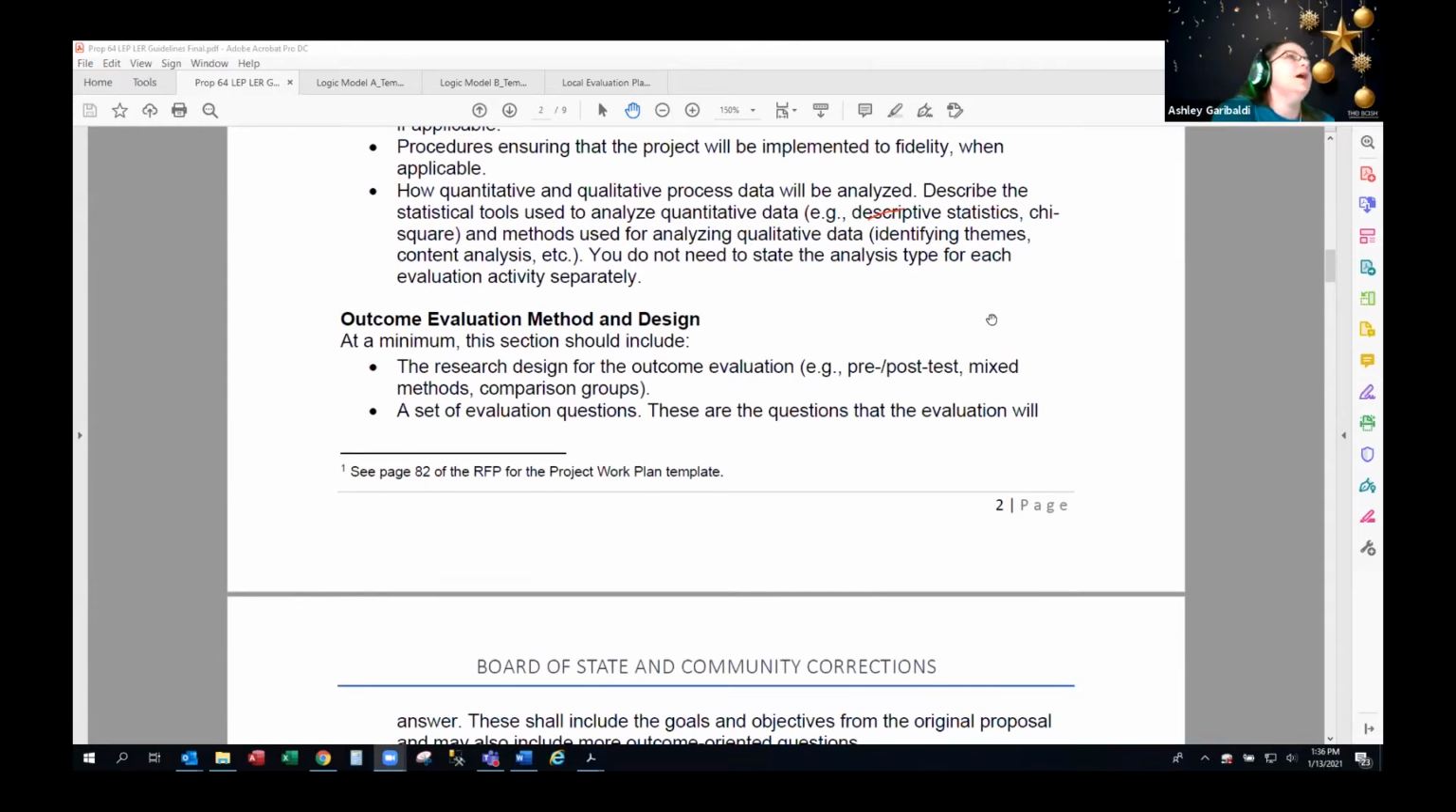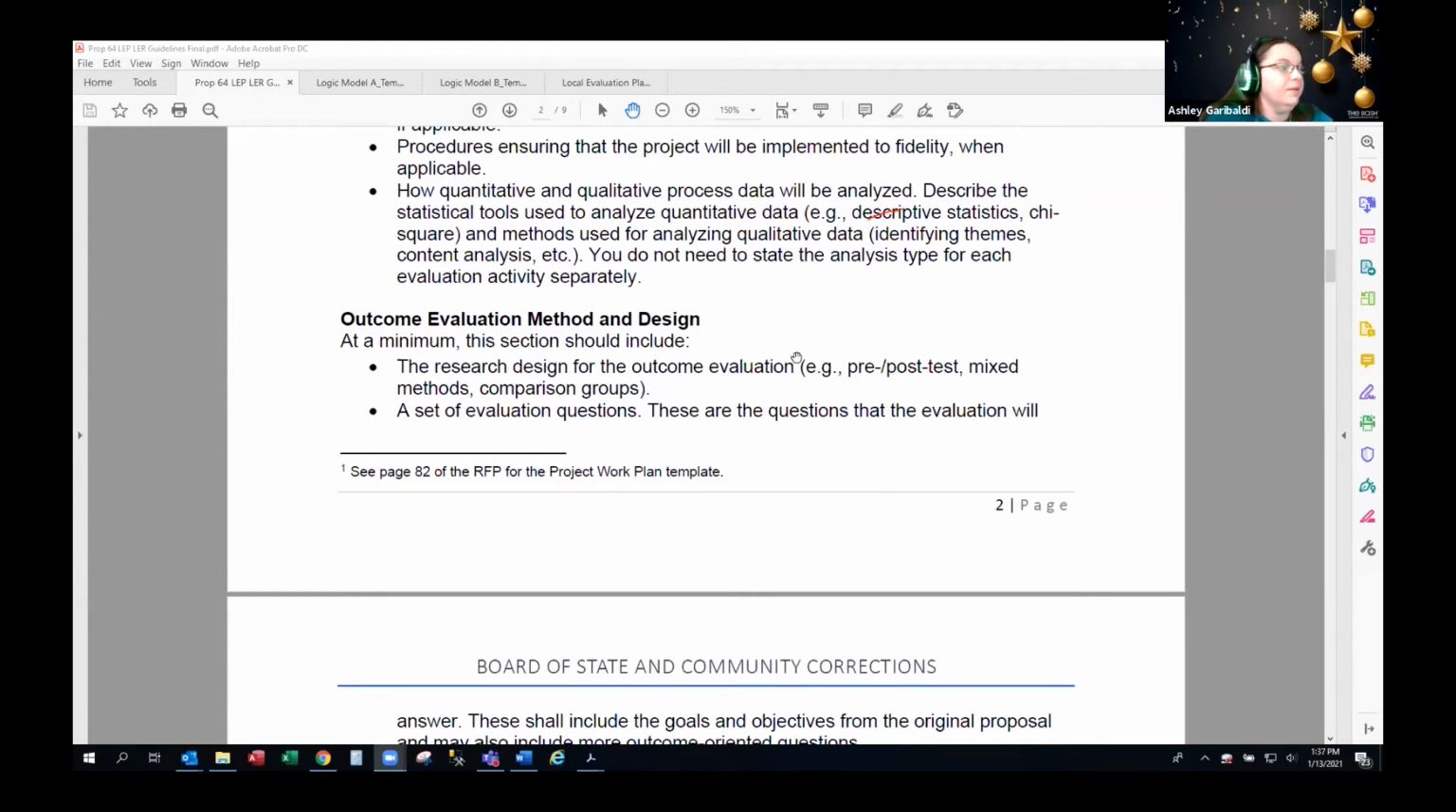Okay, so as a pairing, of course we want to know the outcome evaluation method, what your program did and or is planning on doing, and how successful it's going to be. So we'd like the research design for the outcome evaluation. Like I said, pre-post test, mixed methods, comparison groups. Comparison groups tend to be hard to do. We'd love to see them, because they are really interesting and do show a lot of valuable data, but recognizing sometimes that's not feasible.